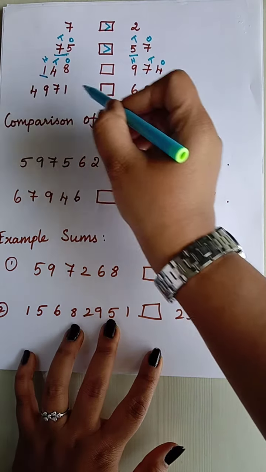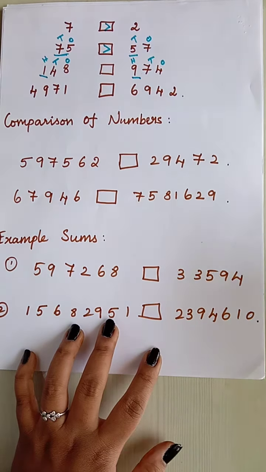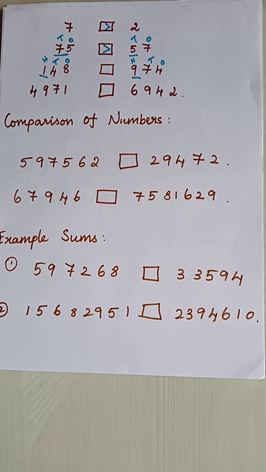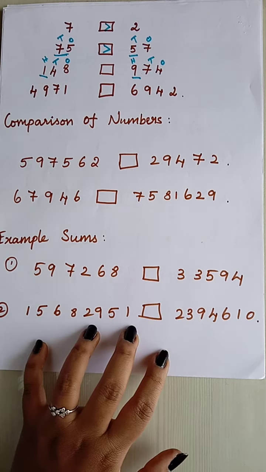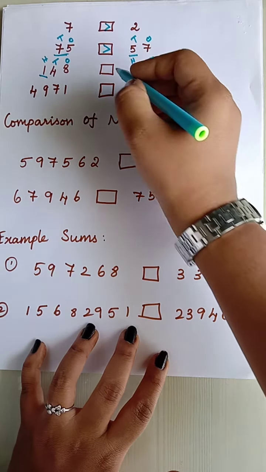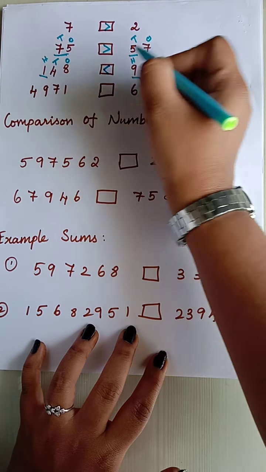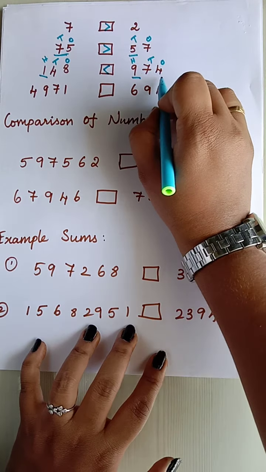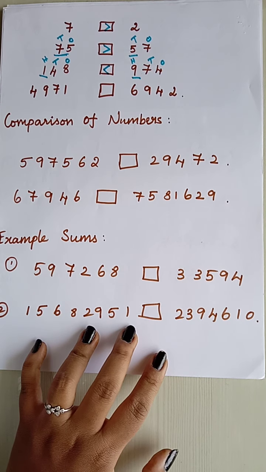What is the first digit they have given here? Here it is 1 and here it is 9. While comparing 1 and 9, which one is the greatest number? 9 is the greatest number. So we can answer clearly that 974 is the greatest number. Clear? Now the next question.